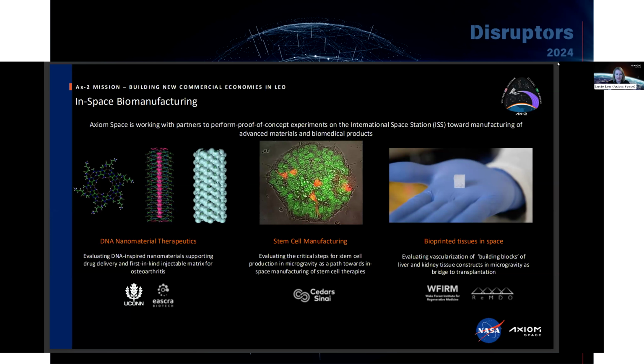We have 3 teams, for example, that we've been working with that are also funded through the NASA INSPAR program that is looking at biomanufacturing in space. They're looking at the development or the self-assembly of DNA-inspired nanomaterials, and at doing the proof of concept studies that are important to understand what stem cell manufacturing might look like in space. And then also looking at the possibilities and opportunities for bioprinting tissues in space as we move towards developing products that can be made in space that could transform healthcare here on Earth.